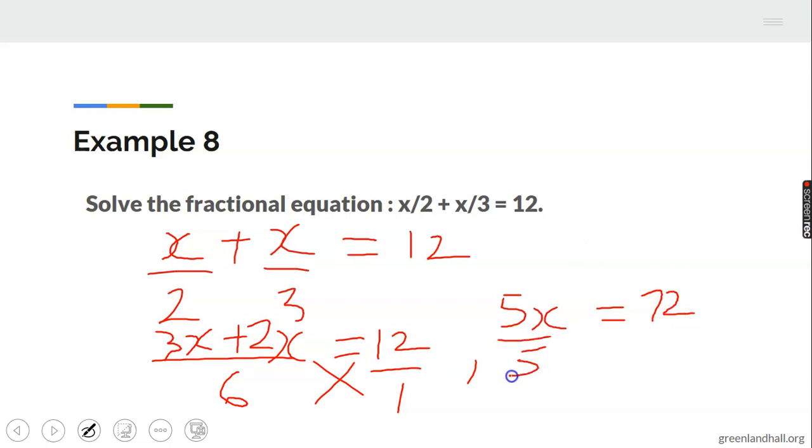Divide both sides by 5. That means x equals 72 over 5. That will give us what? That will give us 14 whole number 2 over 5.